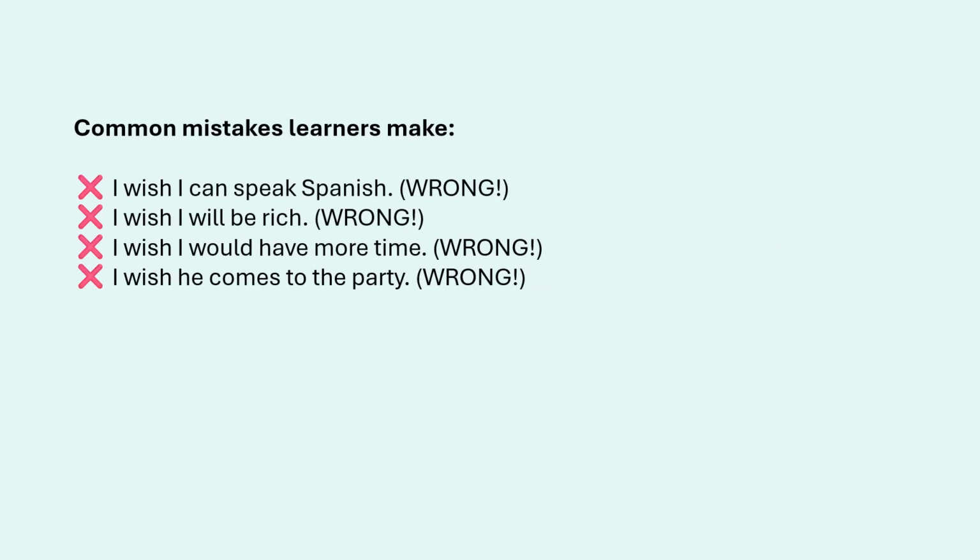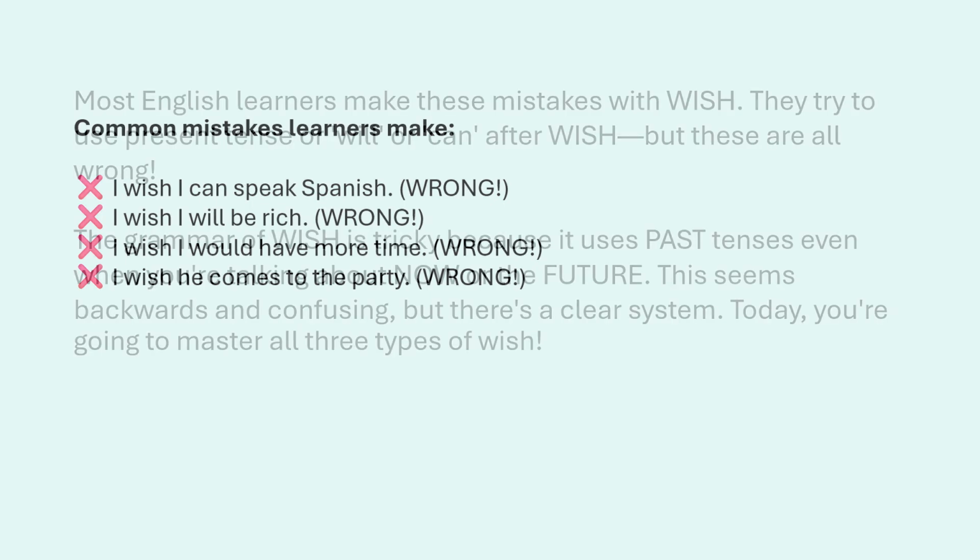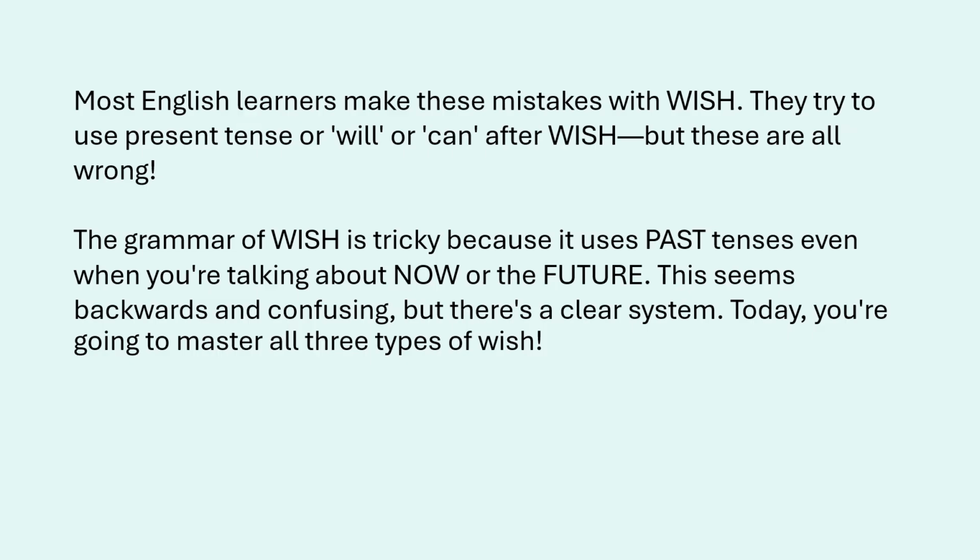Common mistakes learners make. "I wish I can speak Spanish." Wrong. "I wish I will be rich." Wrong. "I wish I would have more time." Wrong. "I wish he comes to the party." Wrong. Most English learners make these mistakes with wish.